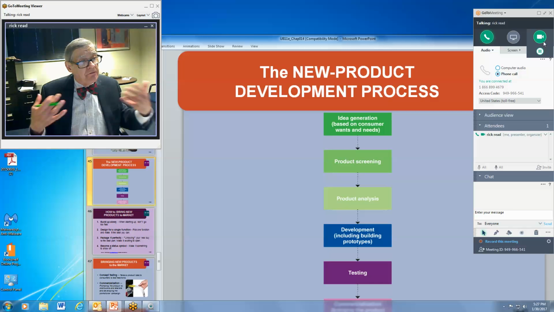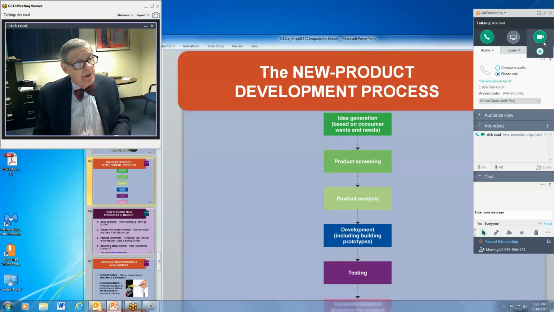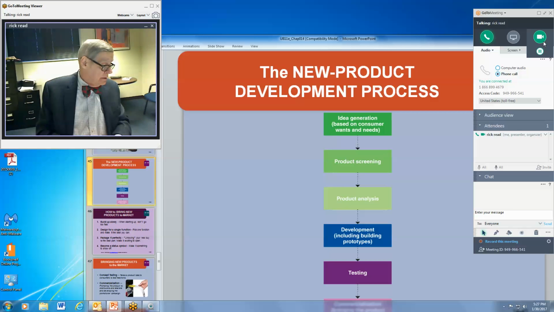Next, we actually develop something. We actually build a prototype or prototypes, depending upon the amount of money that's involved here. And then we take the prototypes and test them. We'll do that concept test. It's called concept testing, if you will. And we'll do that in a particular type of market.